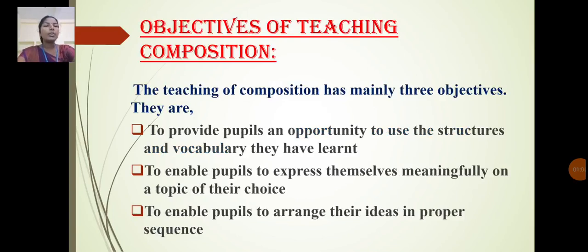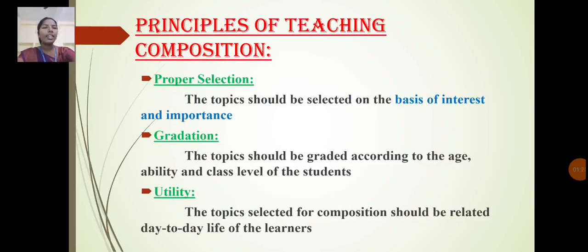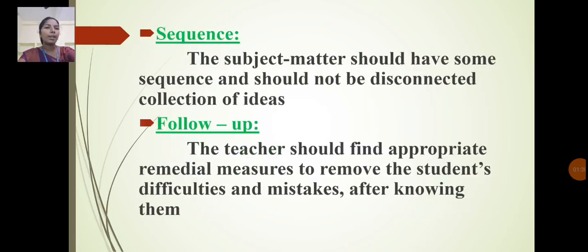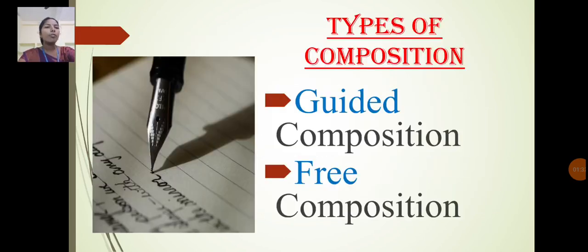The teaching of composition has mainly three objectives. They are to provide pupils an opportunity to use the structures and vocabulary they have learnt, to enable pupils to express themselves meaningfully on a topic of their choice, and to enable pupils to arrange their ideas in proper sequence. And then the principles of teaching composition include proper selection, gradation, utility, group involvement, oral practice, sequence and follow-up.